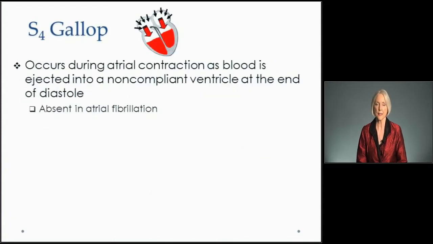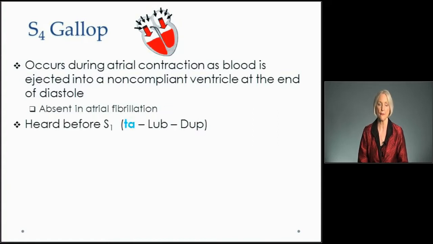An S4 gallop is another extra heart sound that occurs late in diastole, right before the ventricles contract. This is a late diastolic sound that is heard when the atria contract and empty their extra volume into the ventricles. Keep in mind that unless your patient is in sinus rhythm, you will not hear an S4 gallop. So when they're in atrial fib or atrial flutter, you don't hear this sound because the atria have to physically contract in order to create this sound. And this is a sound that is made when the atria eject their volume into a stiff, non-compliant ventricle. It's heard right before the S1.